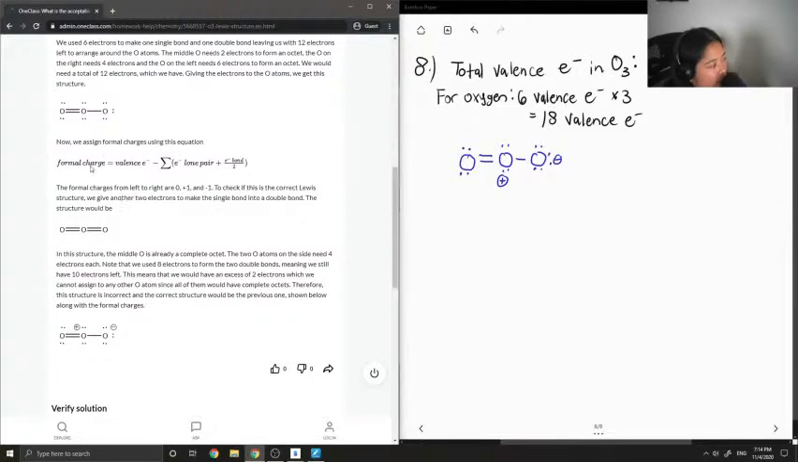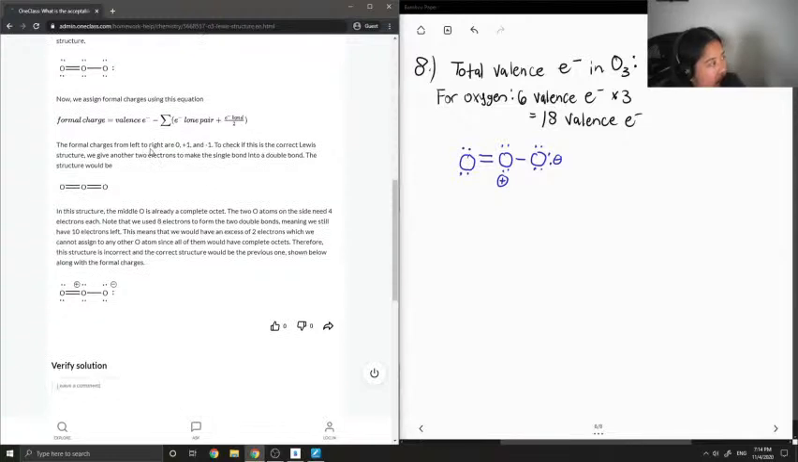Now we assign a formal charge using this equation. So they have formal charge is equal to the number of valence electrons minus the number of electrons in a lone pair plus the number of electrons participating in the bond divided by 2. Formal charges from left to right are 0, +1, and -1. Check if this Lewis structure is correct, I guess.